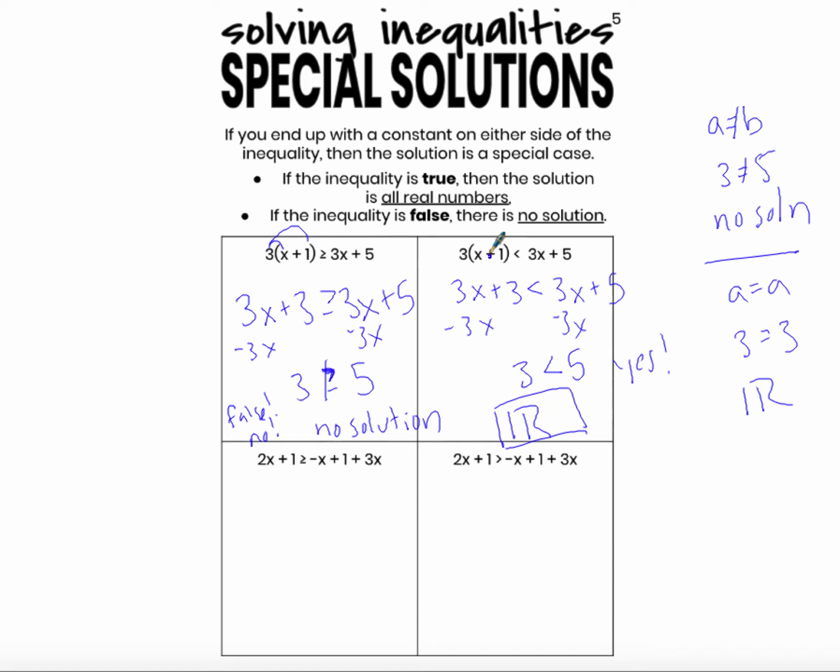Because 3 is less than 5, whatever I plug in here for x, the left-hand side of the equation will be less than the right-hand side of the equation, and therefore any x that I plug in here, any real x, will make this inequality true.